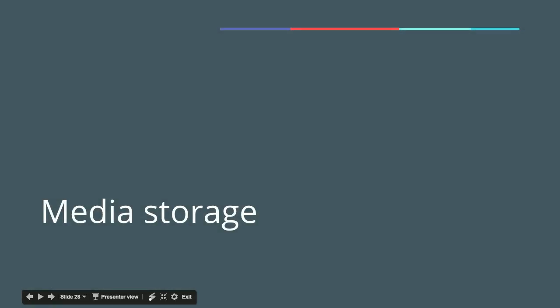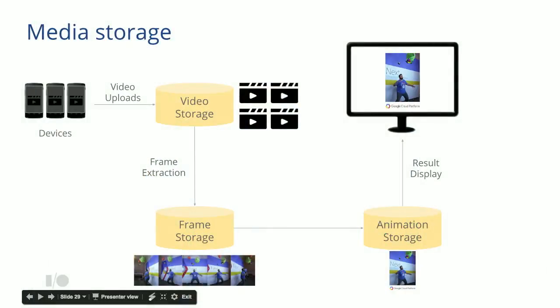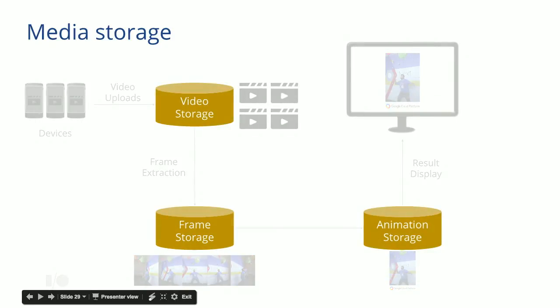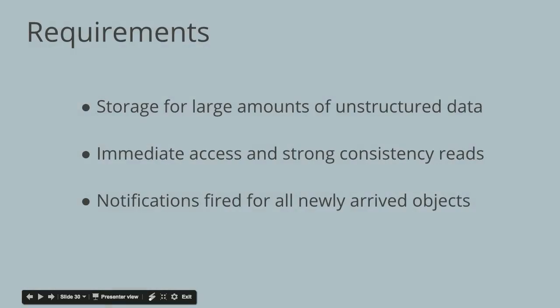So media storage. Let's talk about how we store all of those videos. We have 3 places where we have to store videos, in media in general. We have our videos, we have the frames, and then we have the generated animations. And there's a couple of requirements that we have on this. First of all, these are videos, and every single one of those videos is between 10 and 20 megs, depending on what you're actually doing.